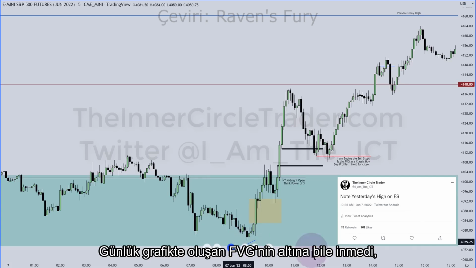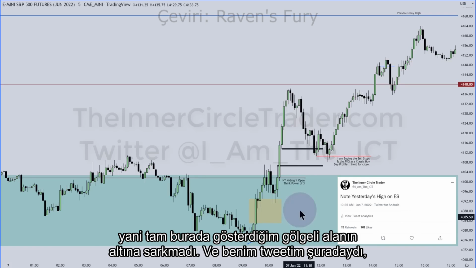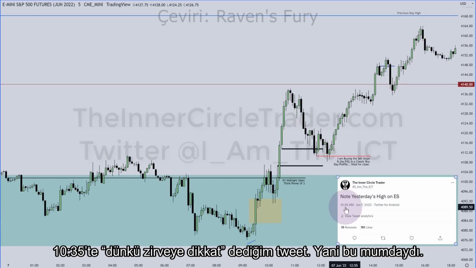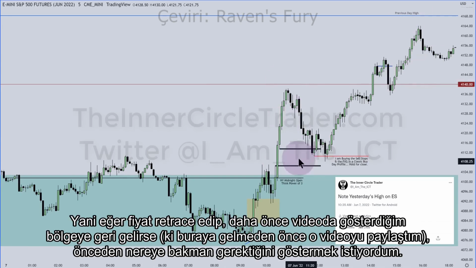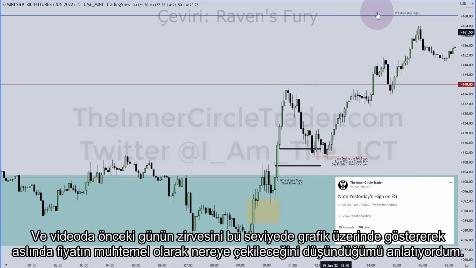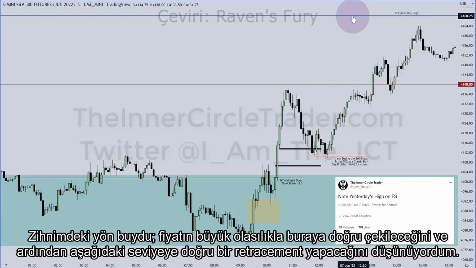Didn't break out below the fair value gap that's formed on the daily chart. That's, again, that shaded area here. And I have this tweet here so you can see the time at 10:35. That's when I said note yesterday's high. So that is there on this candle right here, 10:35. I'm tweeting note previous day's high. So I'm drawing your attention up here. So if a retracement comes back down into what I shared in that video beforehand, before it even came down here, I'm showing you this. And I gave you this level up here as previous day's high in chart format in the video, showing you that this is where my mindset is.